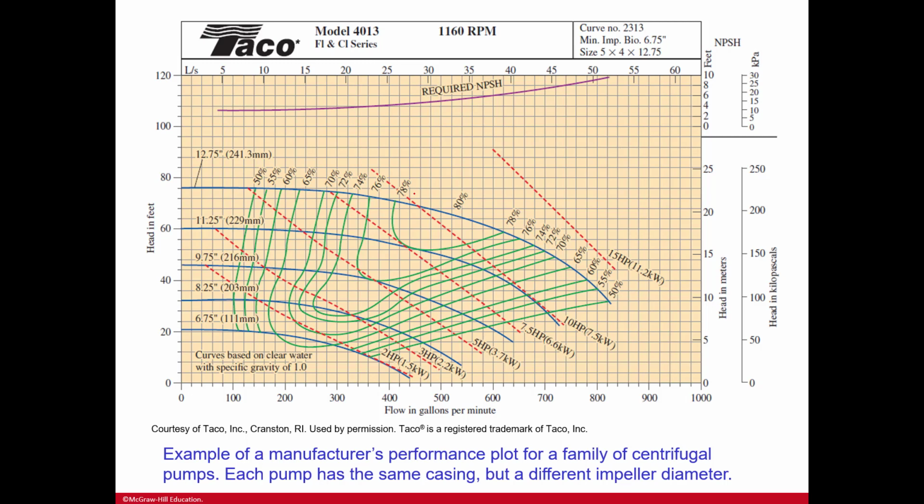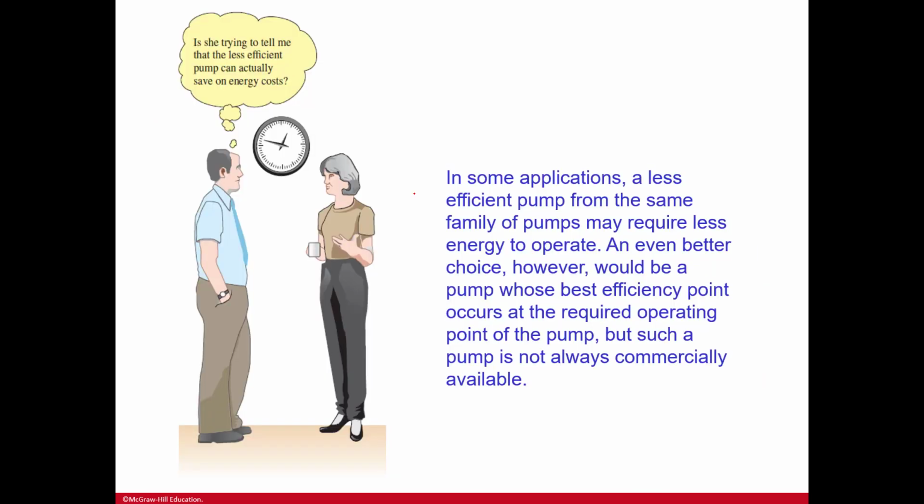Here is a very detailed performance plot for a family of centrifugal pumps. Each pump has the same casing, but a different impeller diameter. So here, in some applications, a less efficient pump from the same family of pumps may require less energy to operate. An even better choice, however, would be a pump whose best efficiency point occurs at the required operating point of the pump. But such a pump is not always commercially available.